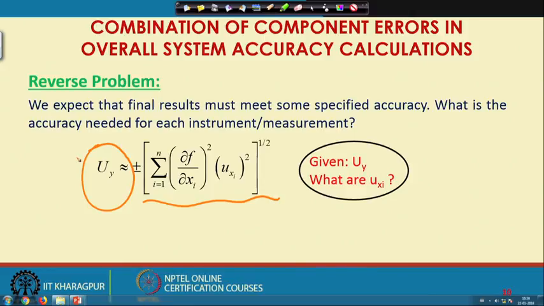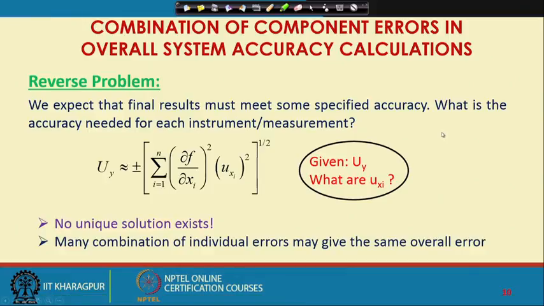So, I am asking what are the allowable or maximum values of u x I. So, given the specified accuracy for the end result, what are the maximum allowable uncertainty in each measurement or instrument, which is represented as u x I. Note that no unique solution exists for such problems, because there are many combinations of individual errors which may give the same overall error.